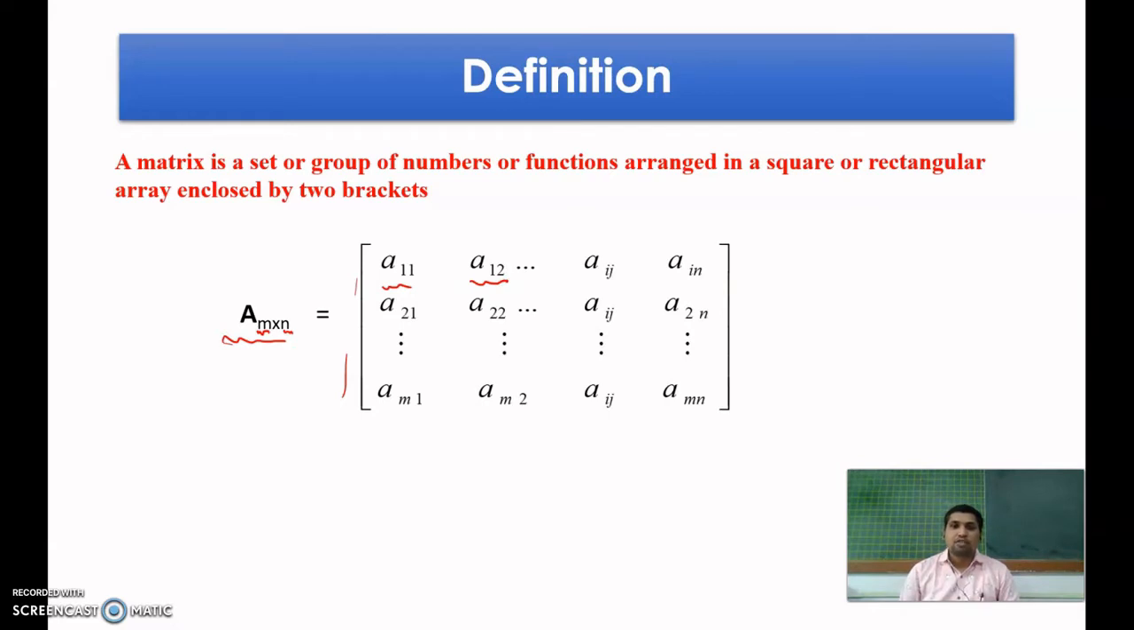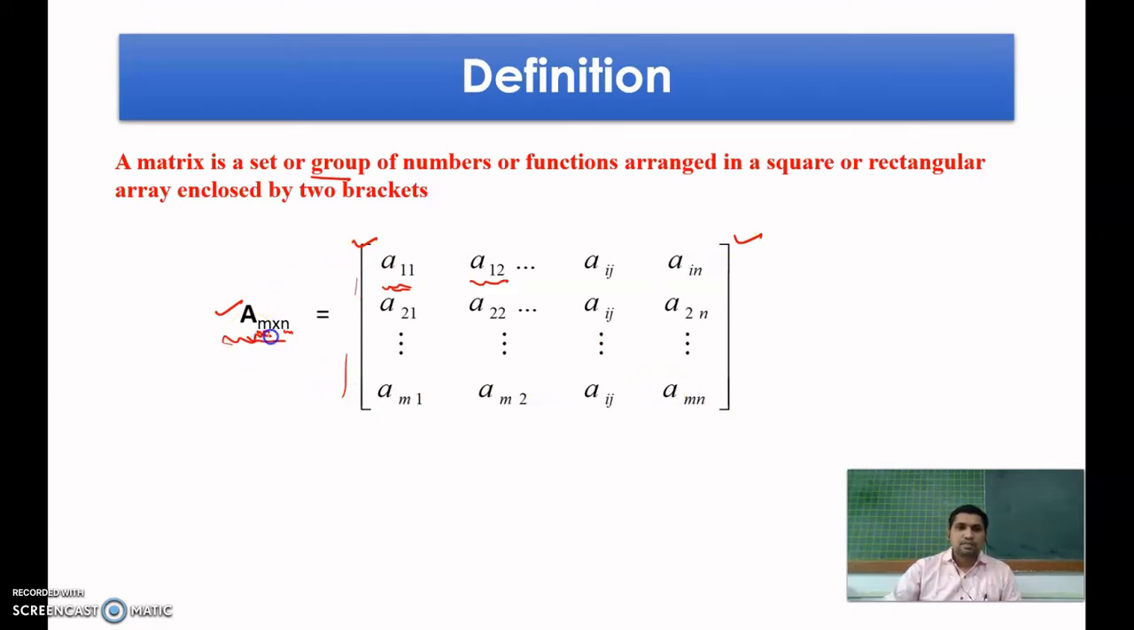Matrices is the plural form of matrix. Now we are going to see the definition of a matrix. A matrix is a set or group of numbers or functions arranged in a square or rectangular array enclosed by two brackets. This is a general example of a matrix, in which we can see there are a number of elements, and it is enclosed by two brackets.